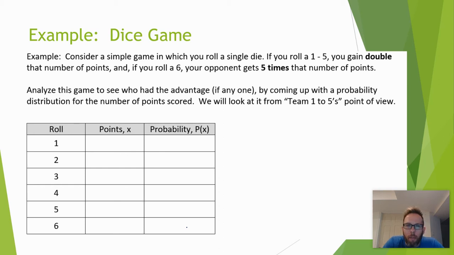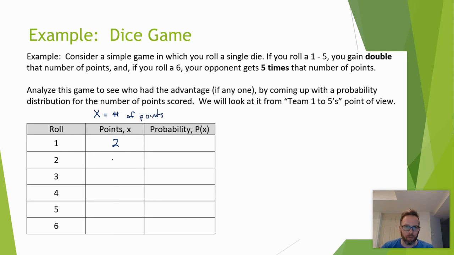So we're going to come up with a distribution for the number of points scored. We're going to be on team 1 to 5. So we can think of it this way. If you roll a 1, you get double that amount of points. So if you roll a 1, you get 2 points. And this is going to be our random variable. Capital X is going to be the number of points.